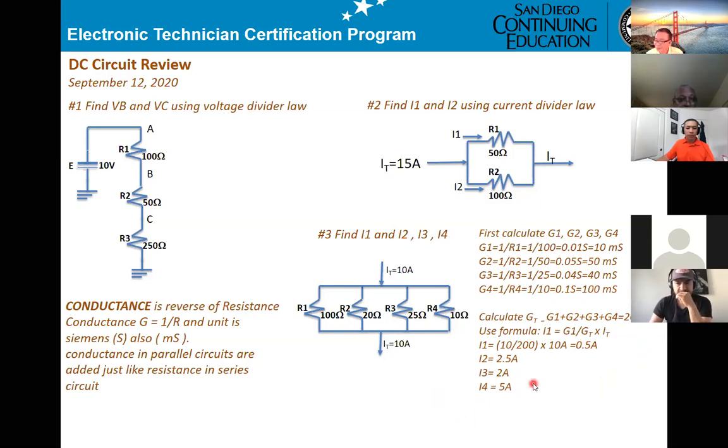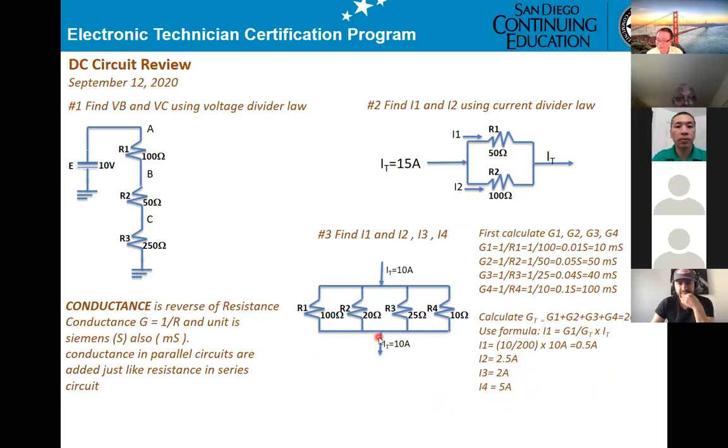Okay? And now you calculate and tell me if you get the right answer or not. I got I1 is 2.5. In this case, if you want to do it the normal way, then you have to combine all of the resistance here. Then you can calculate the voltage across that. Then you take the voltage, divide by the current, and then you can get the current. This is another, easier way to do your calculation.